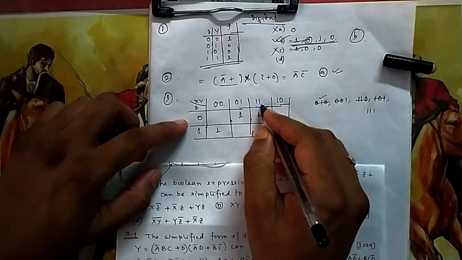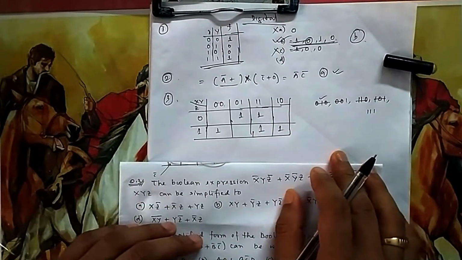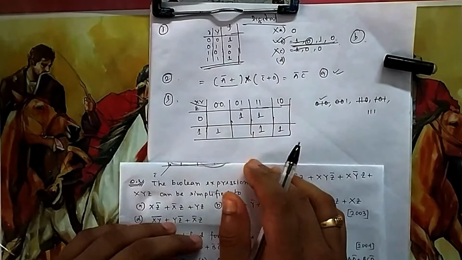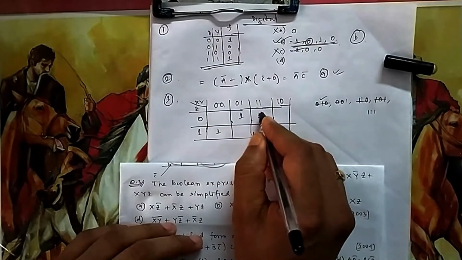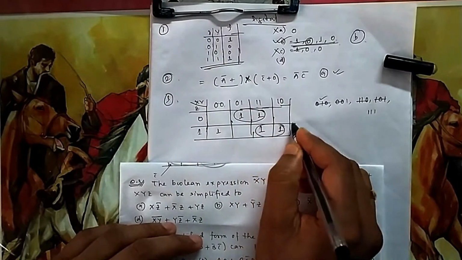Next 1, 1, 1. 1, 1, 1. So these are the things you have. Now in the K-map, because you cannot make a quad here, we will make a pair. So this is one pair. This is one pair.